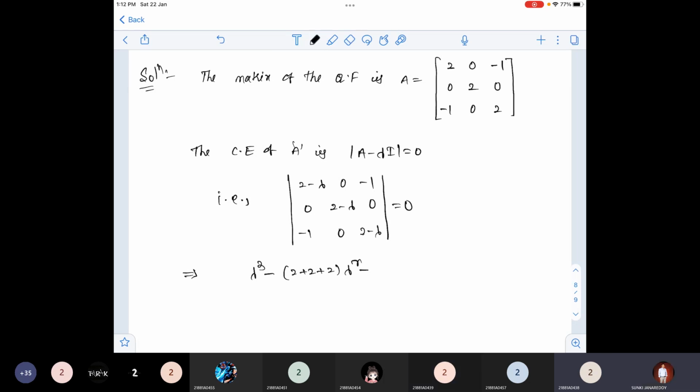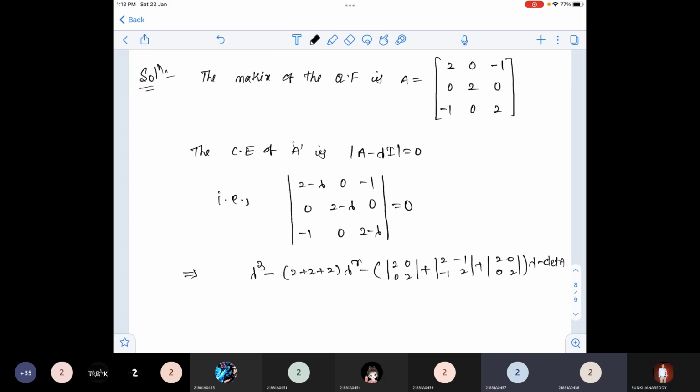2 minus lambda. Next, minus the principal diagonal elements, that is, leave the first row and first column, then we get 2 0, 0 2, which is 2 times 2. Next, leave the second row and second column, then we get 2 minus 1, minus 1 2, that is 2 times 2 minus 1. Next, leave the last row and last column, then we get 2 0, 0 2, that is 2 times 2, into lambda, minus det A.